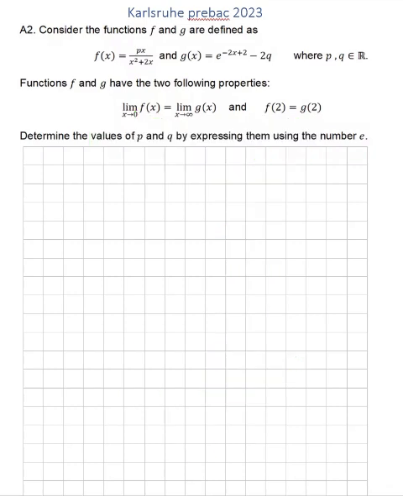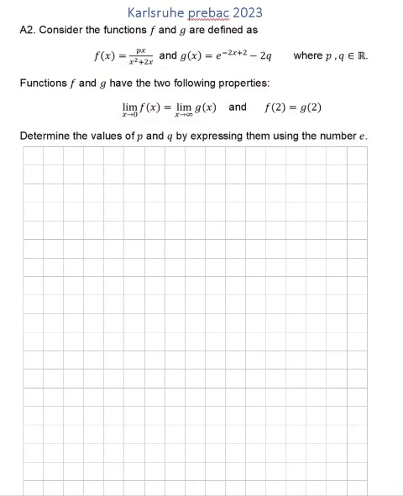We're given two functions. We're given an f of x, which is equal to px over x squared plus 2x. And we're given another function g of x, which is equal to e to the power of negative 2x plus 2 minus 2q. Okay, from there, we're given a couple of additional pieces of information with which to attack the question.